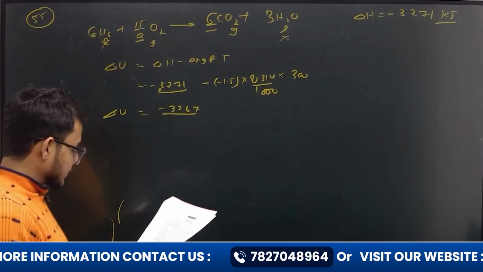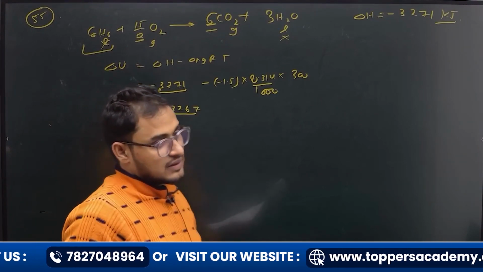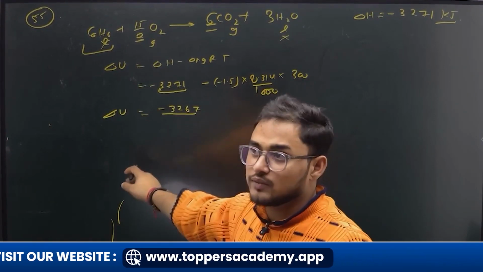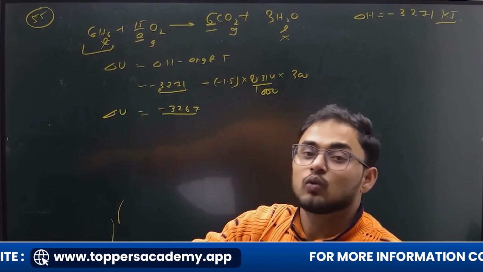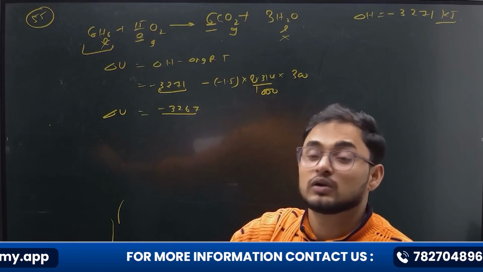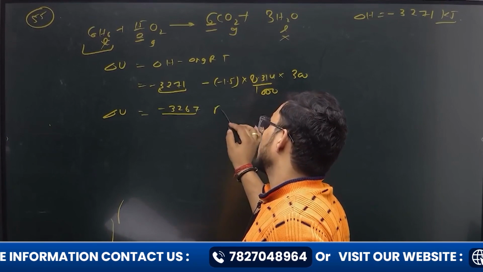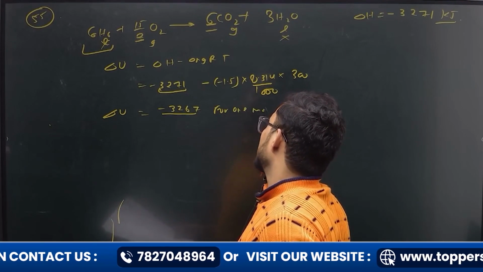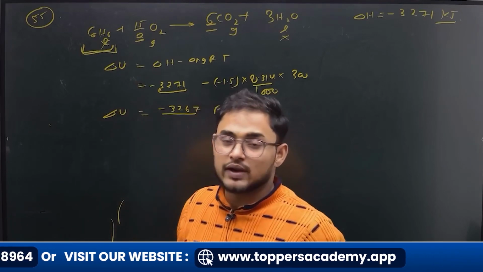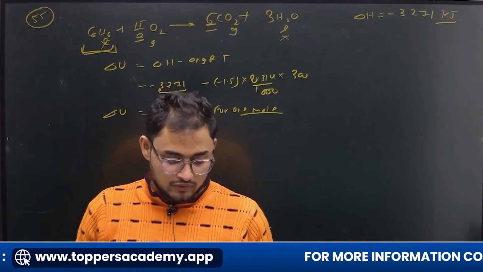Now he's not asking for 1 mole. This is for 1 mole of benzene. You can see C6H6, the stoichiometric coefficient is 1 for benzene. So it is the value of delta U, internal energy, for 1 mole. He's asking what is the delta U for the combustion of 1.5 mole. The equation is written for 1 mole of benzene, so if you want the value of delta U for 1.5 mole, you will multiply it by 1.5.